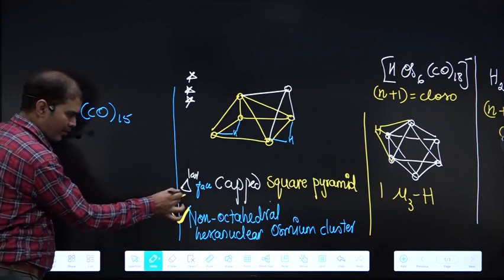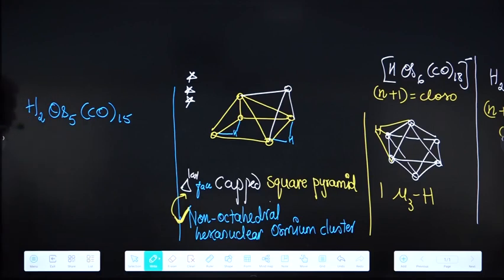With a structure of triangular face capped square pyramid.